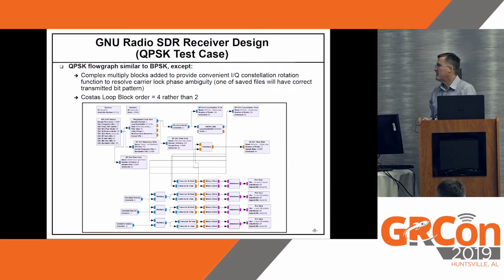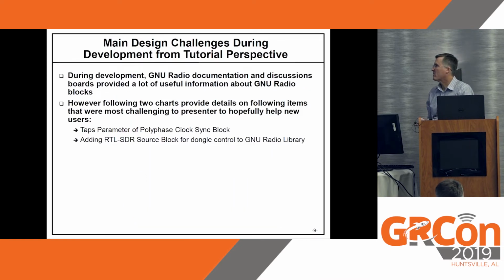For QPSK, the flow graph was pretty similar. The only difference was the Costas loop there. The order is now 4 rather than 2. And all those blocks at the bottom, like the multipliers, I used those to resolve carrier lock phase ambiguity.